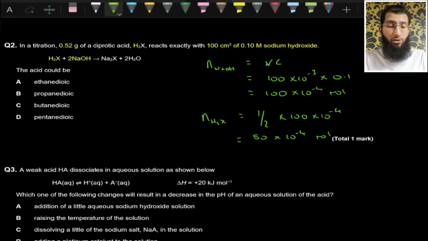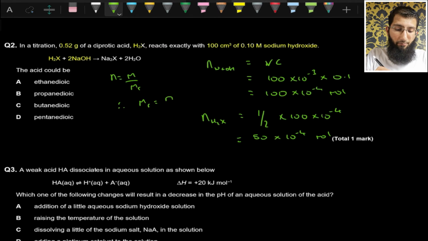So we know the moles of H2X, and we need to identify the acid, and we've also been given the mass. So we need to use the mass and the moles of the acid to work out its identity. We can do this by using the relationship n = m over Mr, and seeing as we know the mass and the moles, we're going to rearrange this to give us the Mr. So m over n. So we've got 0.52 divided by the moles that we've just calculated. That's minus 4, beg your pardon.